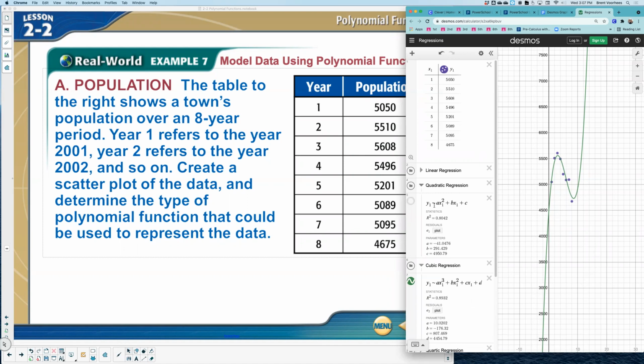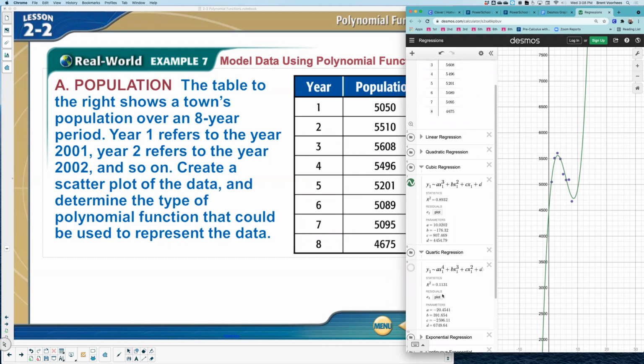Now let me go to quadratic real quick. Quadratic, you can see, is only 80%. It wasn't as good. Linear, these keep dropping. That's only 38%. And you could keep going down and trying to find the most accurate. Oh, never mind. That's 0.11. So that's not it. Cubic looks pretty good. So I'm going to use this cubic equation.